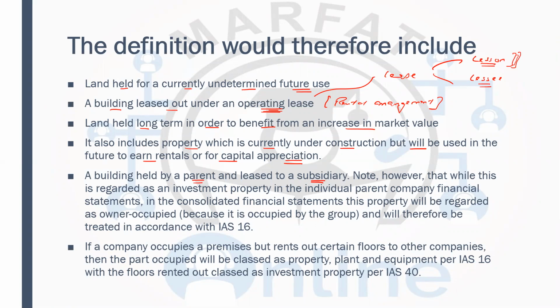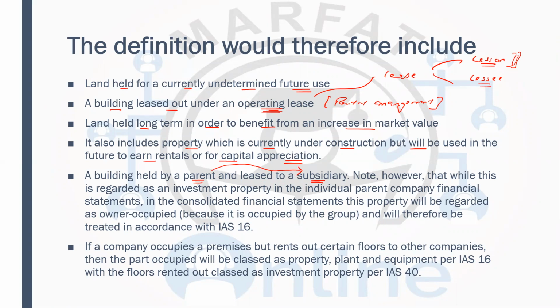So there's a concept related to that: a building held by a parent and leased to a subsidiary. And we are talking about an operating lease currently. For example, a building is owned by the parent and they have given this building to a subsidiary on an operating lease arrangement, that is, a rental arrangement.